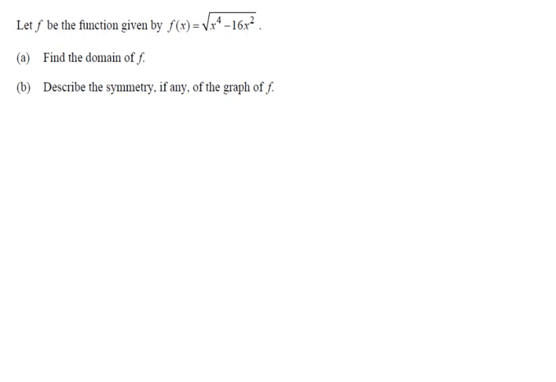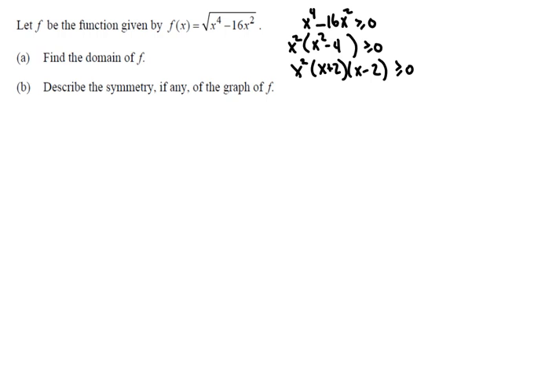Okay, in the next problem we have another square root function, the square root of x to the fourth minus 16x squared. First we're asked to find the domain of f. Once again, this will be defined wherever x to the fourth minus 16x squared is greater than or equal to 0. So we can factor out an x squared, and we get x squared times the quantity x squared minus 4, which can still be factored. And so we end up with x squared times x plus 2 times x minus 2.